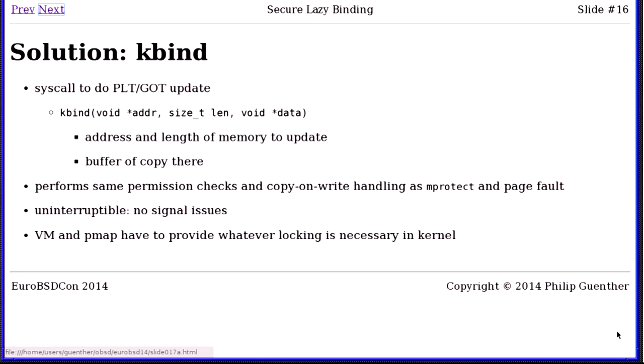Nicely, by doing this as a system call, it becomes uninterruptible. So you don't have to do that sigprocmask dance. It's kind of implicit there in the kernel. Nor do we have to do any of the spin lock, because we can just say, okay, UVM and PMAP will make sure that you do the locking sufficiently so that even if two threads are both calling kbind, nothing goes wrong.